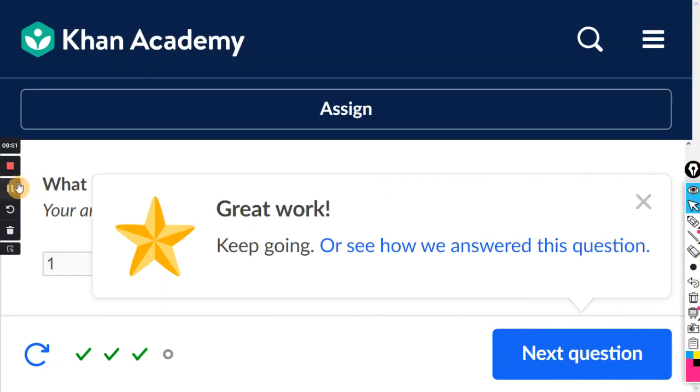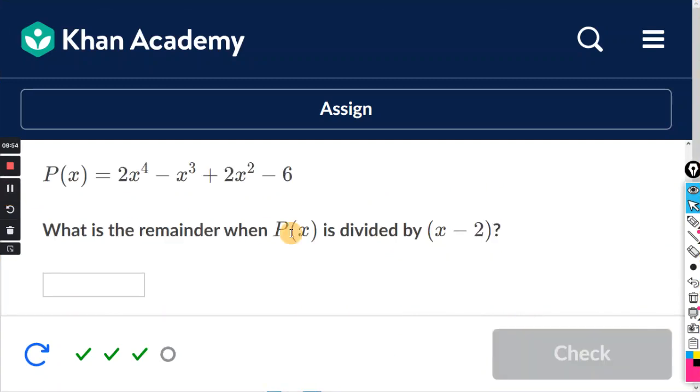I'll just do one more real quick. What is the remainder when p of x is divided by x minus 2? When dividing by x minus 2, you're plugging in positive 2. So just plug in positive 2 in place of x, and whatever you get is going to be your remainder.